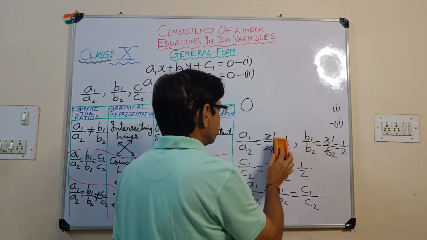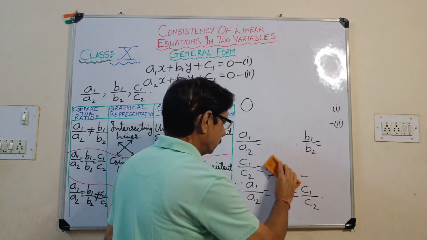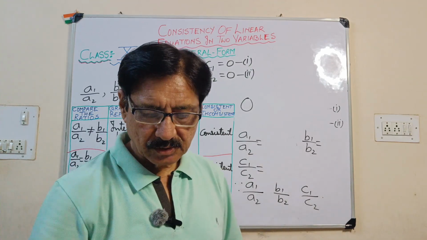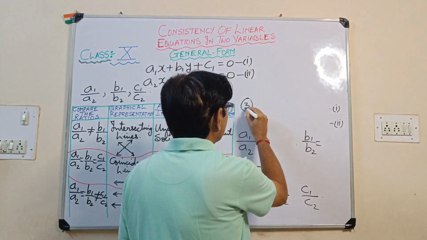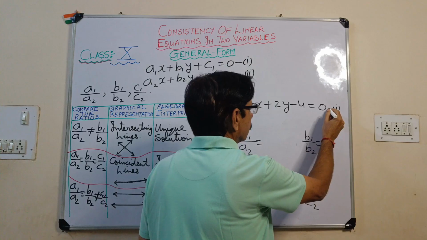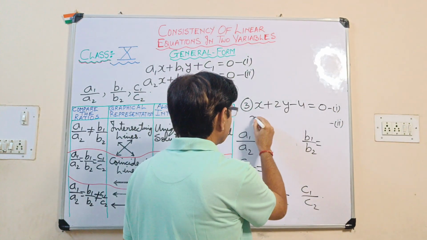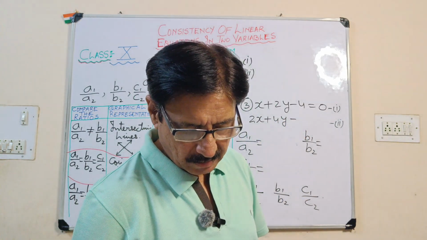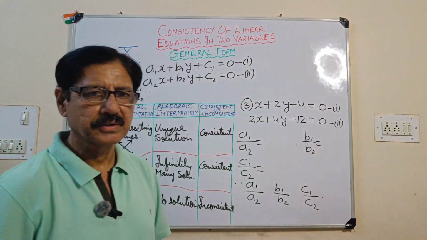We will take a pair of linear equations and try to find out the ratios and the condition, that is, what we are getting. So the third example I am taking: x plus 2y minus 4 equals 0. That is the first equation. And the second, we can take 2x plus 4y minus 12 equals 0.